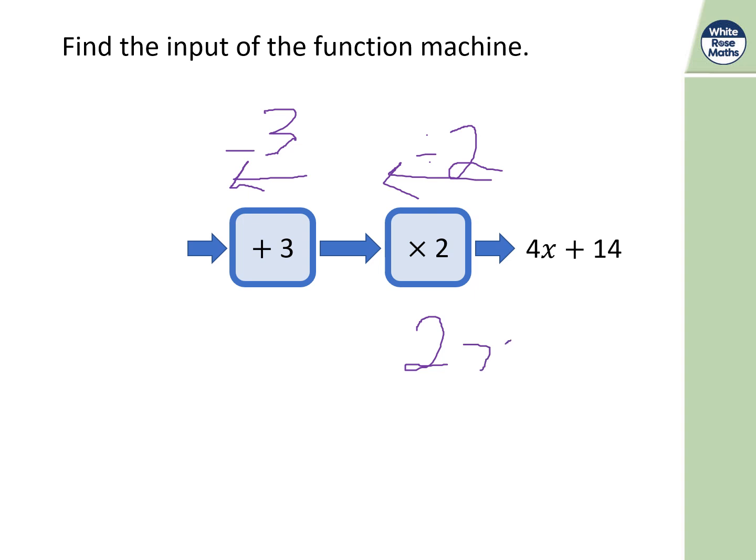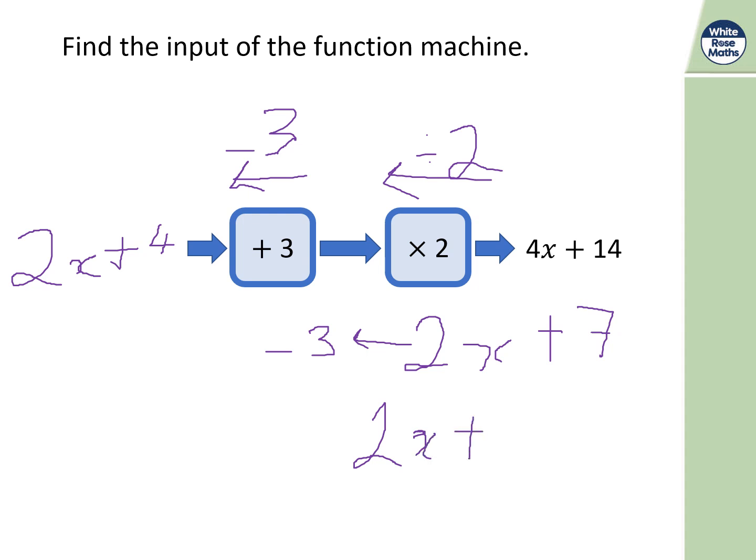Because 4x divided by 2 is going to be 2x, and then 14 divided by 2 is going to be 7. I'm now going to subtract 3. So my final answer will be 2x plus 4, because 7 take away 3. Collecting my like terms, so collecting my number terms, I have 2x plus 7 minus 3.